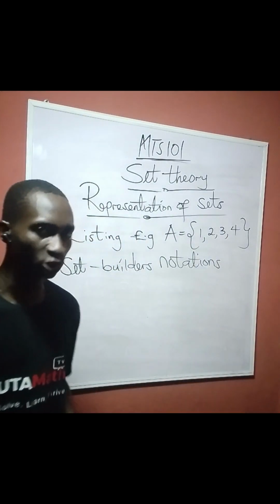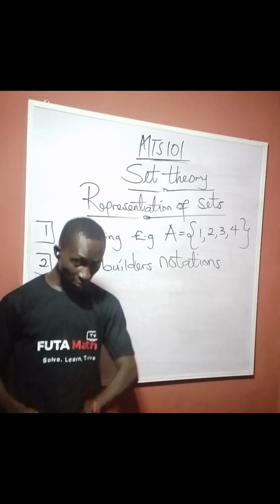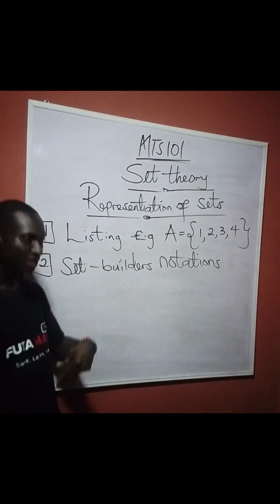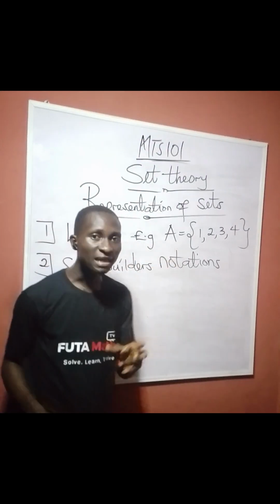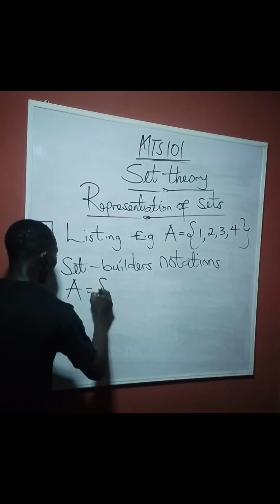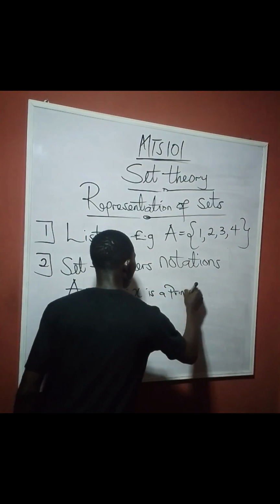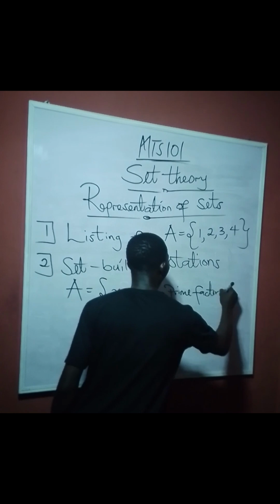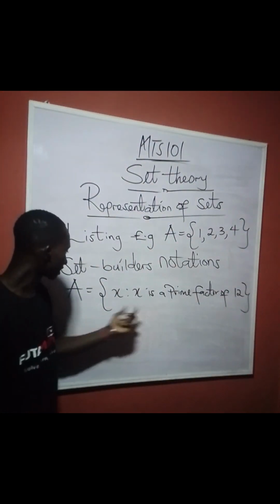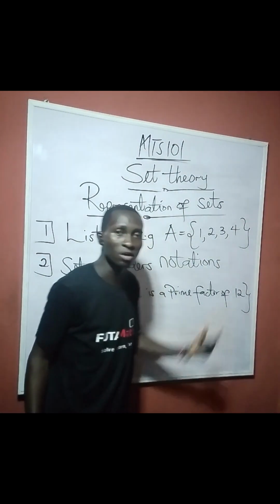Now, in this set builder notation, you will not be given the exact elements of that set. You would have to read a statement or interpret a mathematical statement to generate the elements of a set. What do I mean by that? For instance, if you are given that x is such that x is a prime factor of 12, you can see the elements of A are not given, but they are given in a mathematical statement.